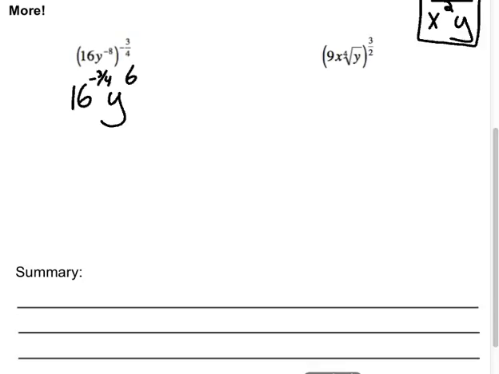I see that 16, its exponent is negative. So I'm going to move it down. So I have a y to the 6, but the 16, to make its exponent positive, has to go like that. All right? All right, so now 16 to the 3/4 power. So we need to deal with that thing now, okay?